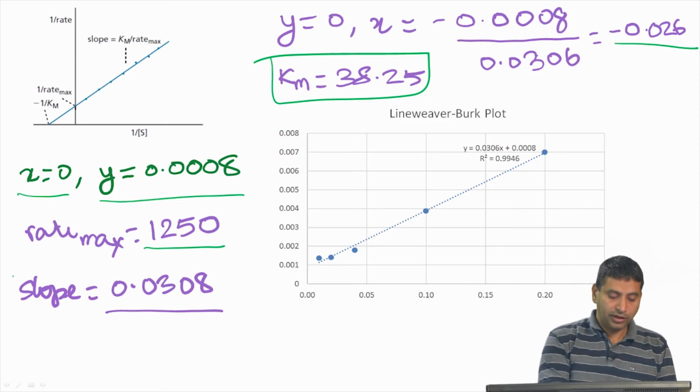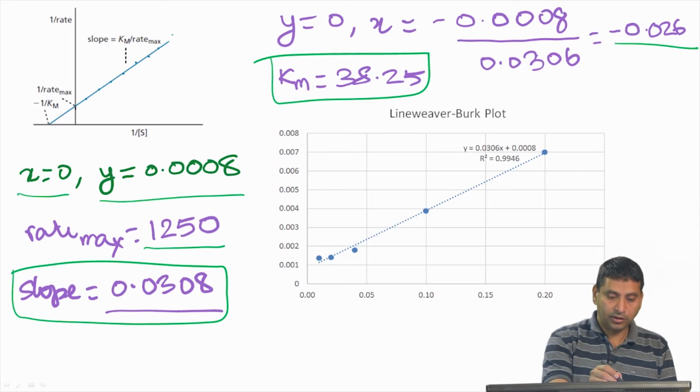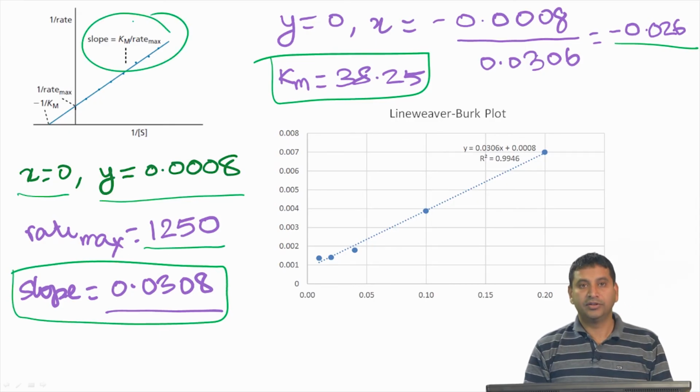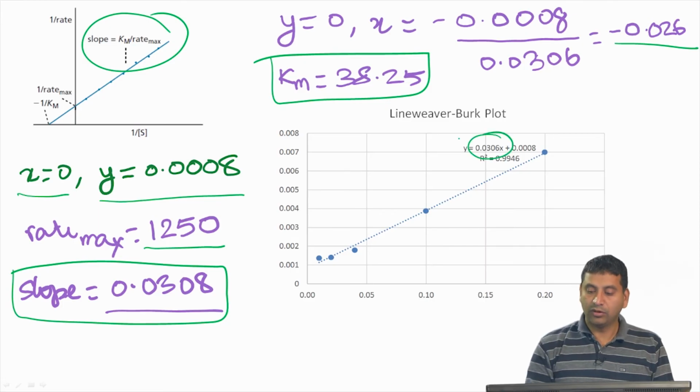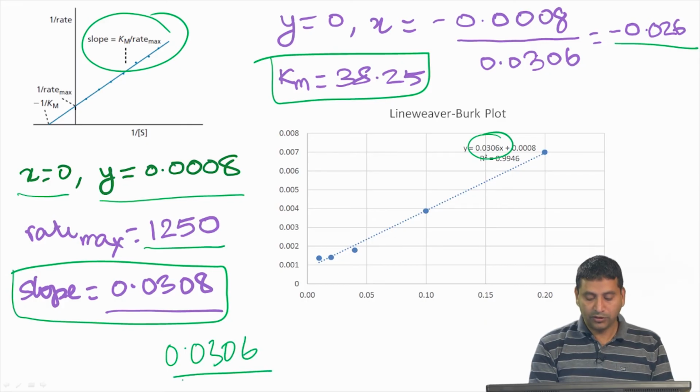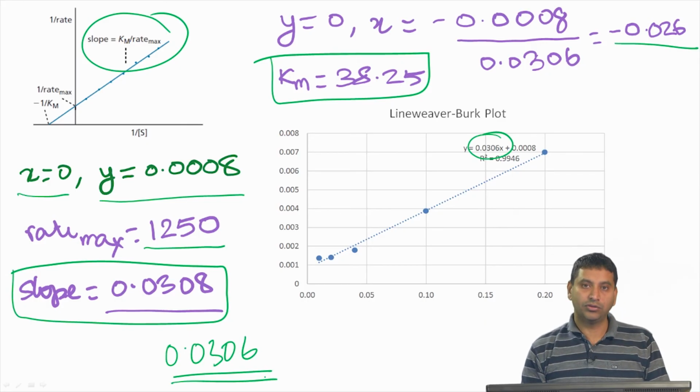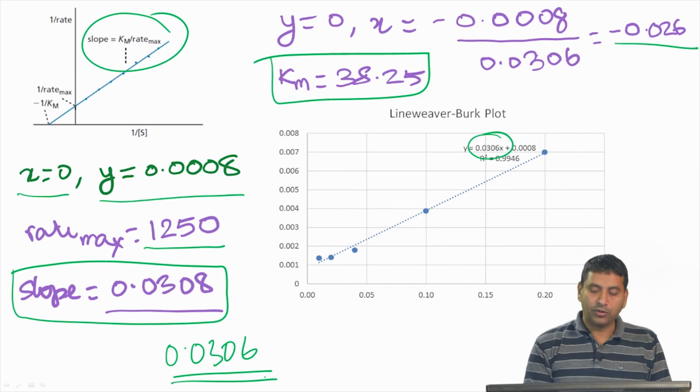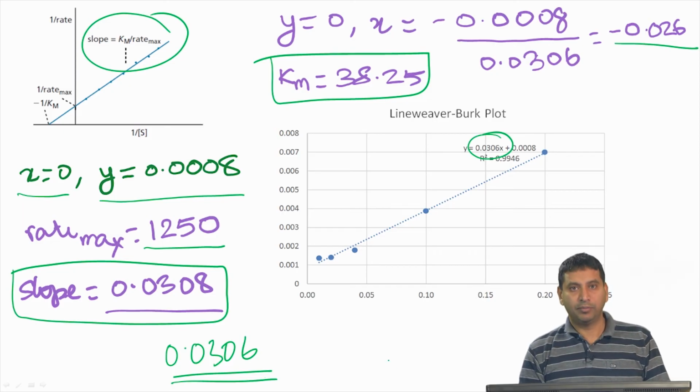1250. Now, if we look at the third criterion, which is basically the slope, which is Km divided by rate max, then we get a value of 0.0308. And if you recall the previous value that we have of the slope is 0.0306. So, these two numbers are extremely close and they are comparable, and so there is no error in our calculation. So, together from this Lineweaver-Burk plot, we have obtained Km, which is 38.25, rate max is 1250, and from this we can now look at the kinetics of the inhibitor.